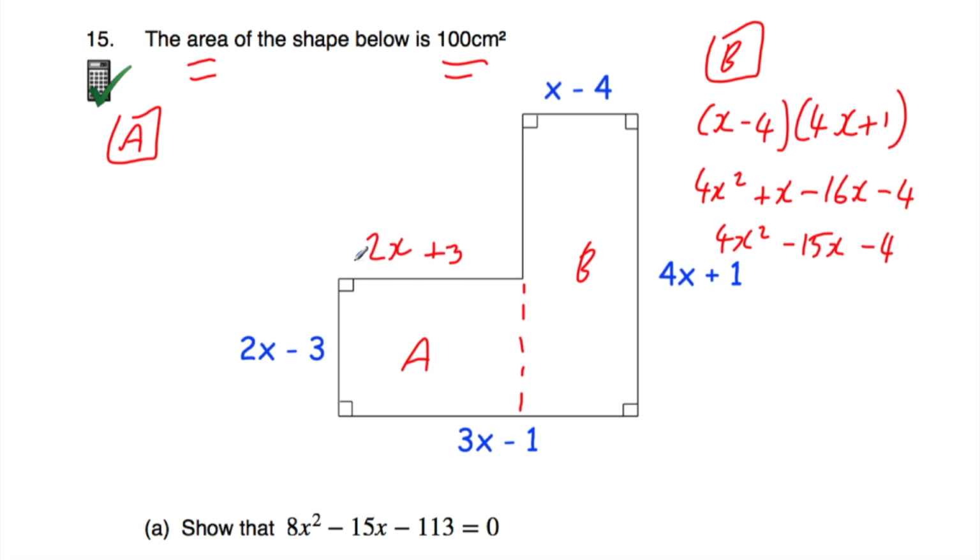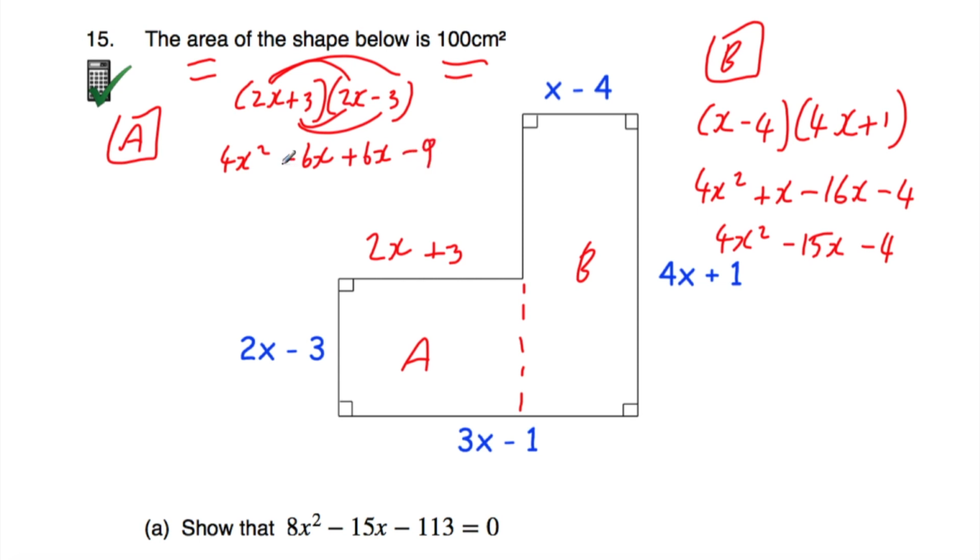So we've now got the length and the width of this rectangle. If we times them together, that'll be the area of this rectangle. So it's going to be 2x plus 3 multiplied by 2x minus 3. So let's see what we get. 2x times 2x is 4x squared. 2x times minus 3 will be minus 6x. 3 times 2x will be plus 6x. And 3 times minus 3 will be minus 9. Now, if we look at the two middle terms here, we've got minus 6 plus 6, that's going to be 0, so we're going to have 4x squared minus 9.